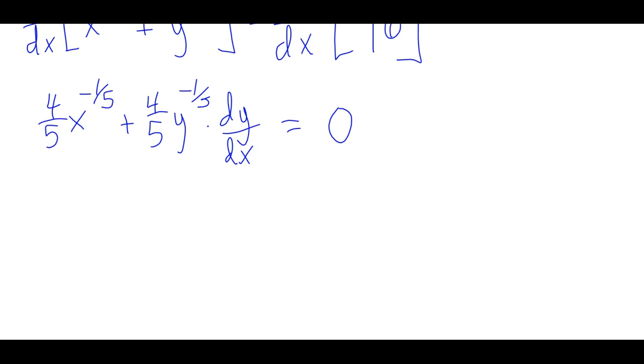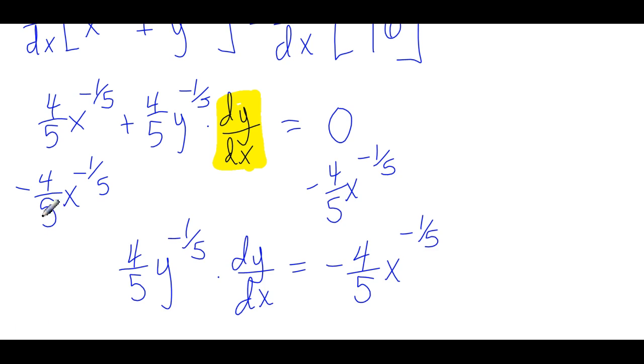Now we want to isolate this dy/dx. Remember, we're trying to find the derivative, so we want to get that by itself, which means we will need to subtract this 4/5 x to the negative 1/5 from both sides. It cancels on the left and it leaves us with just the 4/5 y to the negative 1/5 times the chain rule, the dy/dx, equals, and on this side, since there was just a 0, we just get the negative 4/5 x to the negative 1/5.